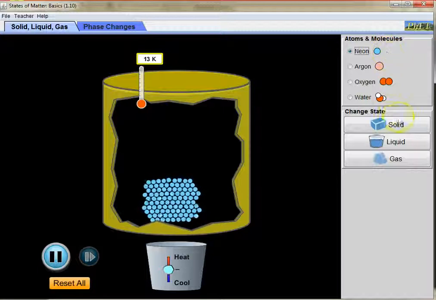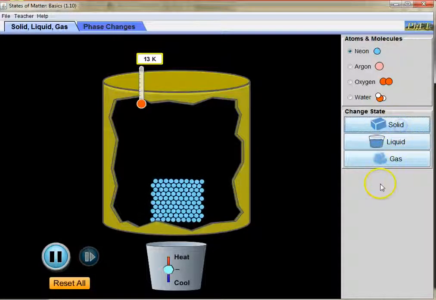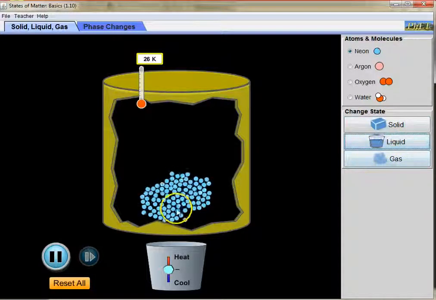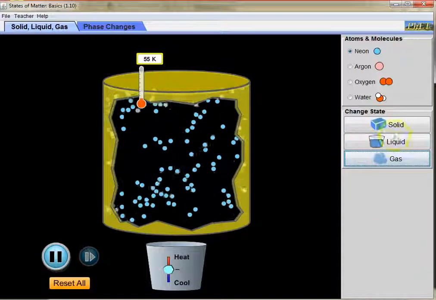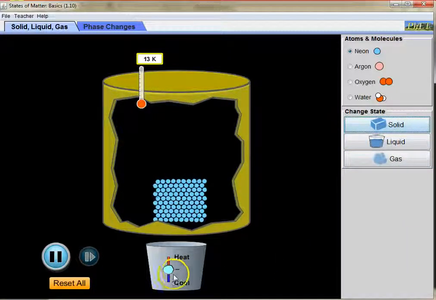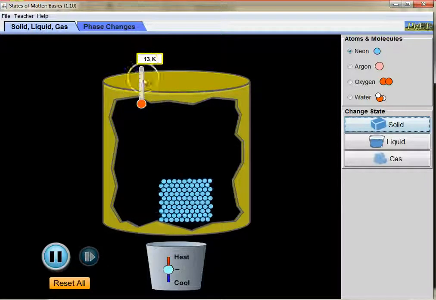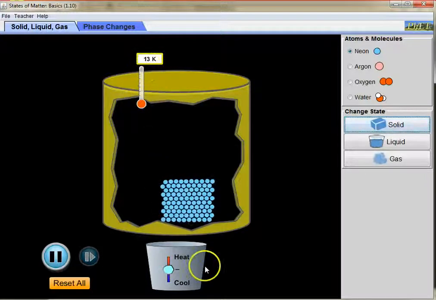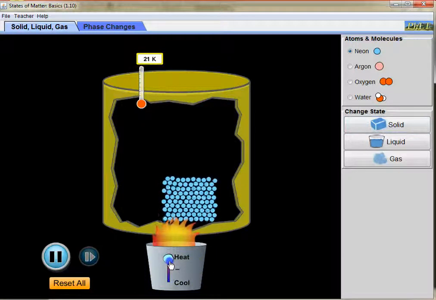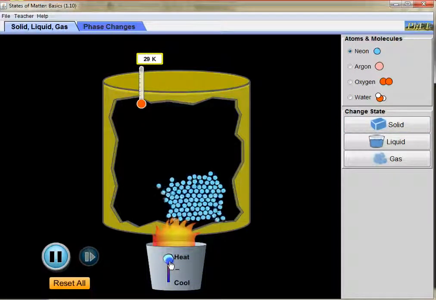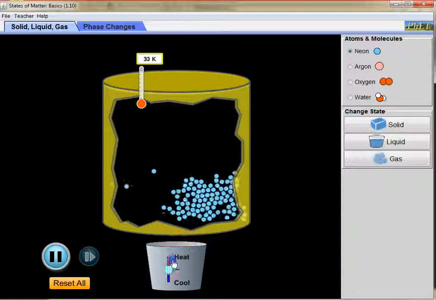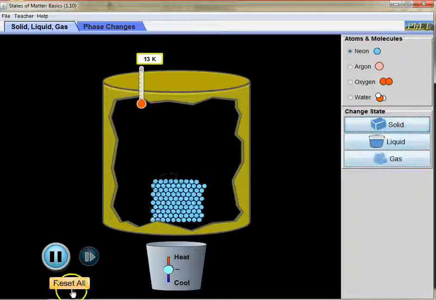You can also change the state directly. If you want solid, you can have a solid. If you want liquid, you can have neon in liquid phase or in gas phase. So you can change the phase from there, or you can change the temperature. You can see the temperature right here in the container. The temperature is 13. You can change the temperature by increasing or decreasing the heat. You can see that it changes the temperature and changes the state. So let's reset all. Here we are. We have neon as the gas particles.